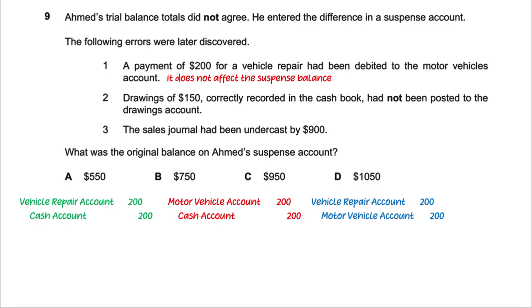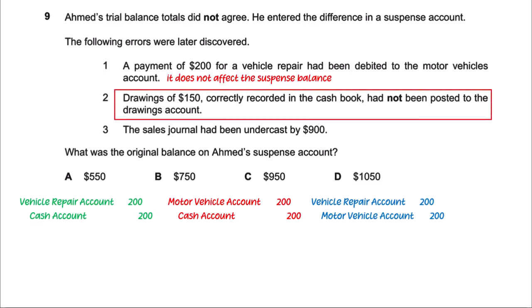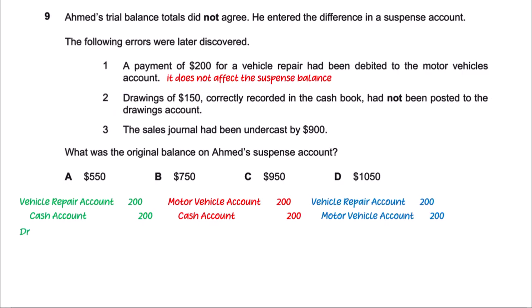Error number 2 is written, drawings of $150 correctly recorded in the cash book had not been posted to the drawings account. In the correct entry, the drawings account should have been debited by $150 and the cash account credited by $150. However, the posting to the drawings account was missed, while the cash account was correctly credited.